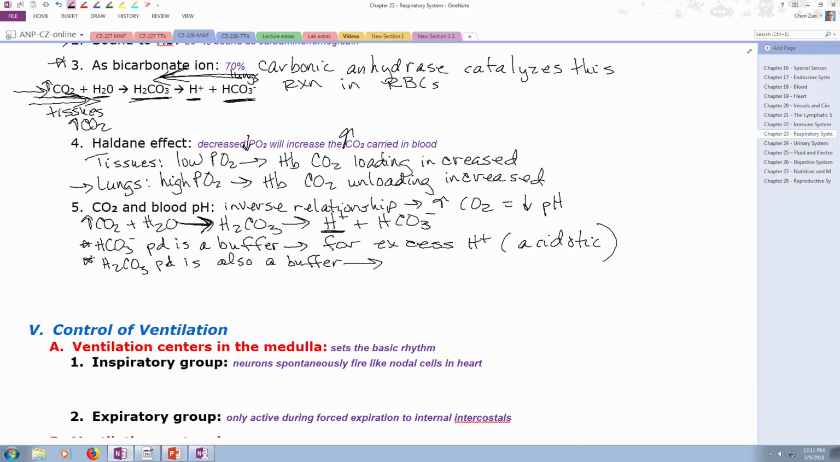The acid, carbonic acid, is a buffer for the opposite. And so if we have an alkaline situation, we can put in some acid to a base or an alkali, and that will also help produce a buffer for us. These two things right here help us to keep our blood pH around 7.4.